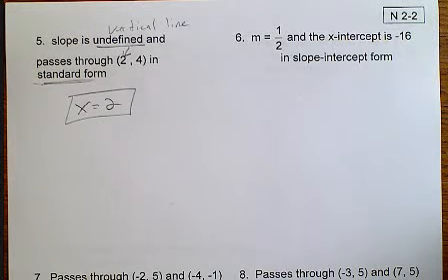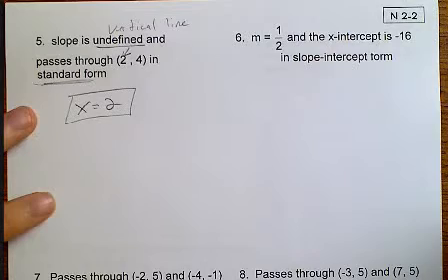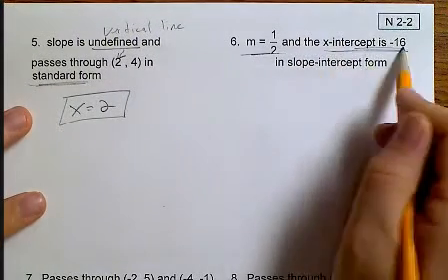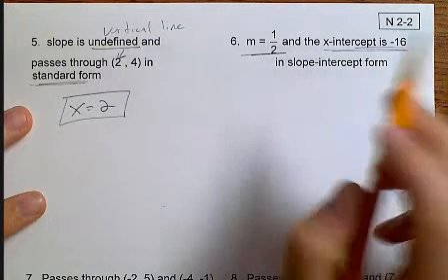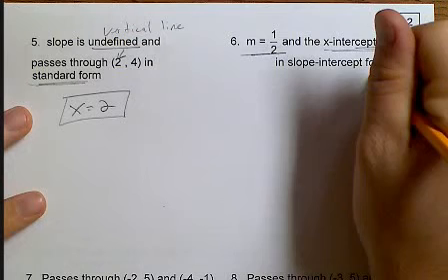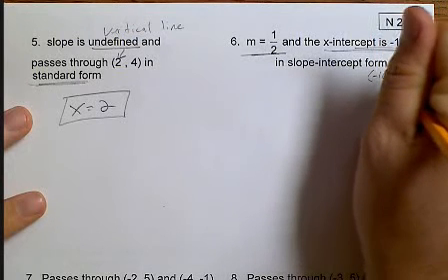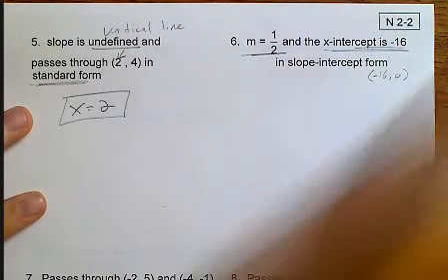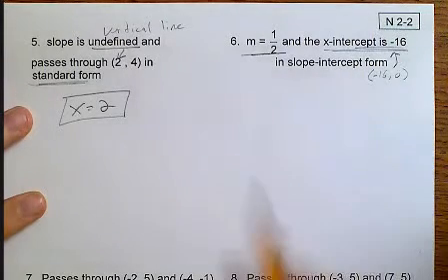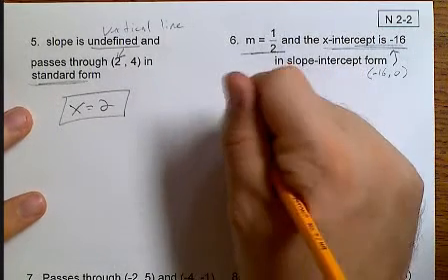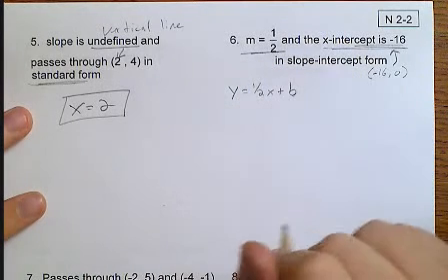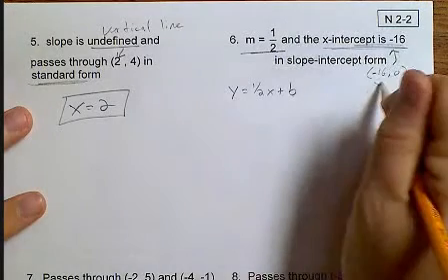Let's take a look at number 6. We have that this is our slope, this is our x-intercept. Now our x-intercept is not b. What this is is negative 16, 0. That's what this point is. So we go ahead and start with what we know. We know that y equals 1/2 x plus some b that we don't know. And now we're going to plug numbers in.